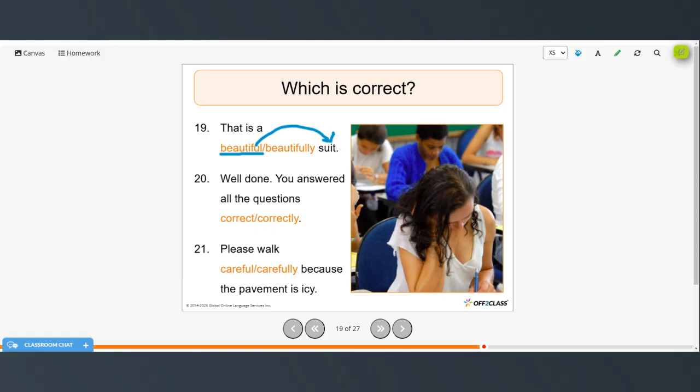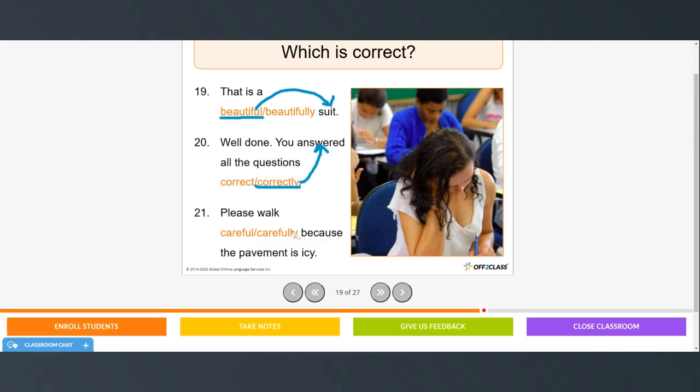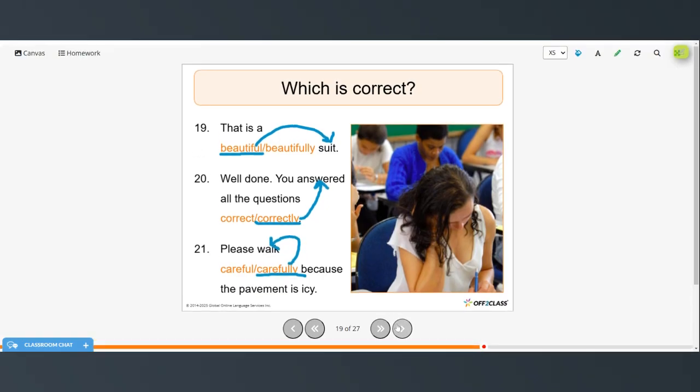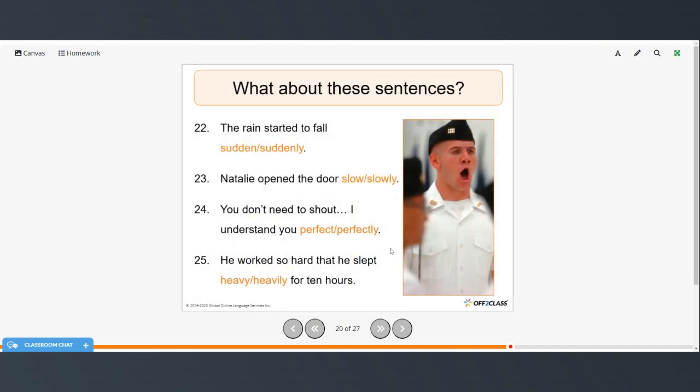You have answered all the questions correctly because we're modifying the verb answered. And please walk carefully because the pavement is icy. So it's the adverb because it's modifying the verb walk. The rain started to fall suddenly. So suddenly is modifying the verb fall.